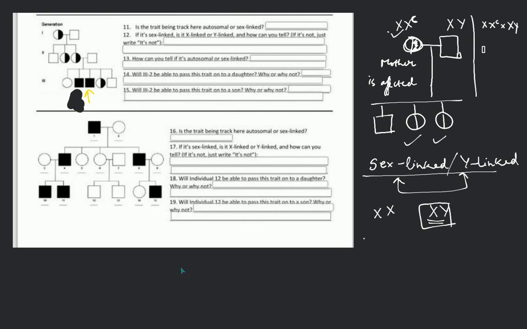Okay. I hope it is clear to you. Okay, any other doubt? Any other question that you want to discuss? No. I got it now. Okay.